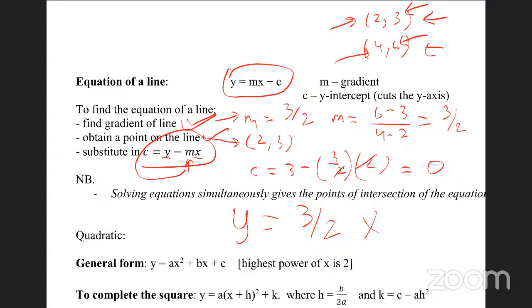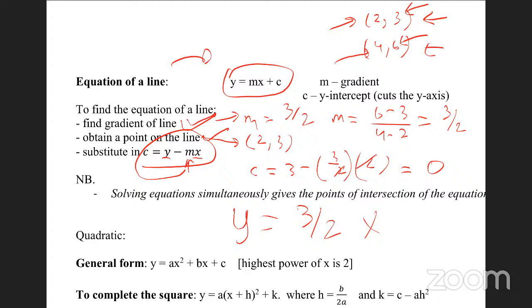You all see that? So I've taken 2 points, I found the gradient. I use the gradient formula, right? And after the gradient, I use any point. You could use 2, 3, or you could use 4, 6. It doesn't matter. Any one could work. And I found the Y-intercept, right, Faith? And after the Y-intercept, I plugged it back into the equation.